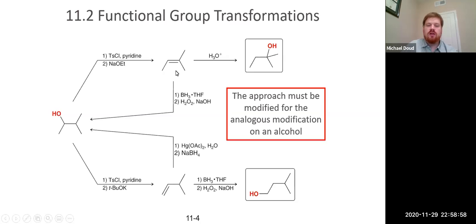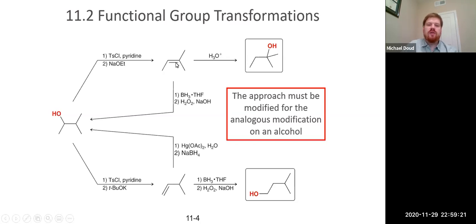Now we know that we can also take an alkene and turn it into an alcohol using one of our hydration methods. In this case, we have hydroboration here. Remember, that's the anti-Markovnikov addition of H and OH. And then we have oxymercuration, demercuration here. That is the Markovnikov addition of H and OH.